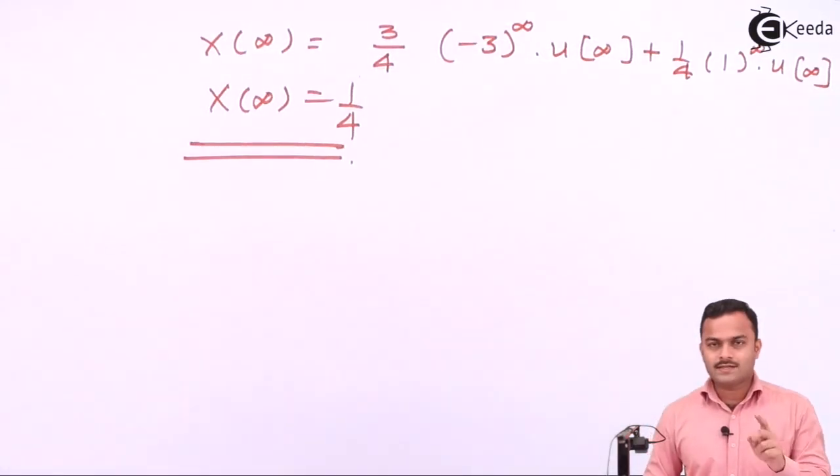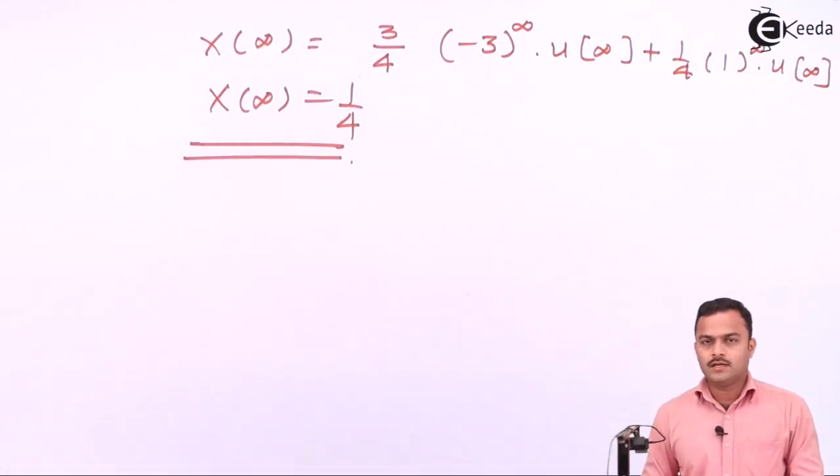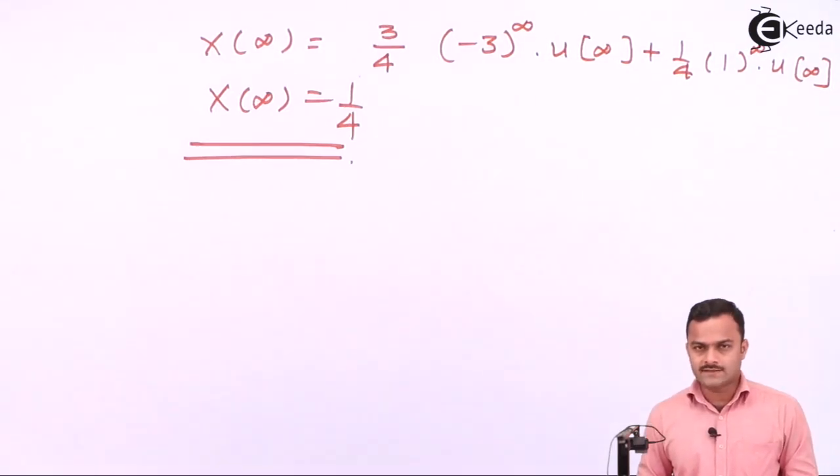So that is why Z transform is very important, because just by having a Z transform, without knowing what the signal could be, we can get its initial and final value for analysis purposes.